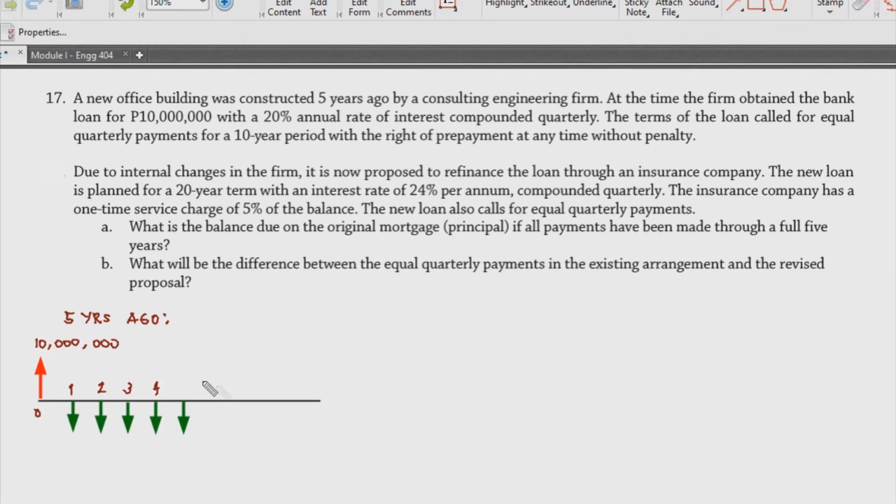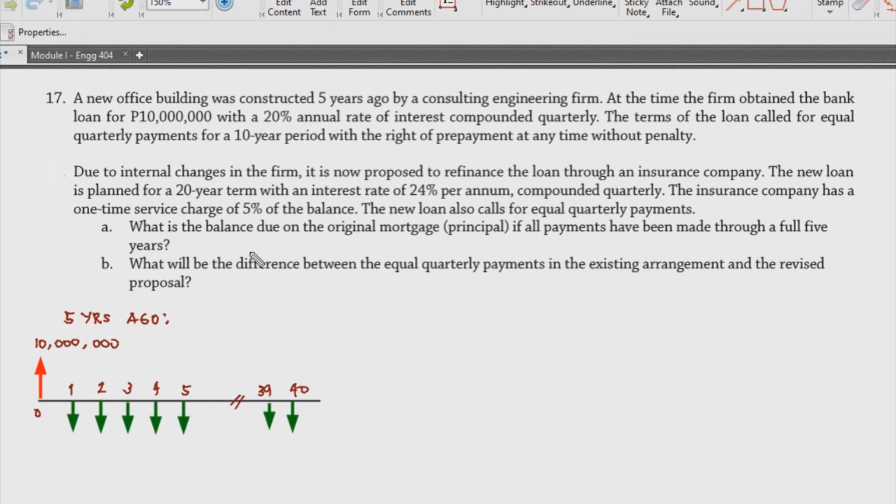Now, we will be having a time skip here. And then let's have the payments like 39, 40. So basically, this is our supposed cash flow diagram. Let's have here 39 and then 40. So this is supposedly our cash flow 5 years ago.